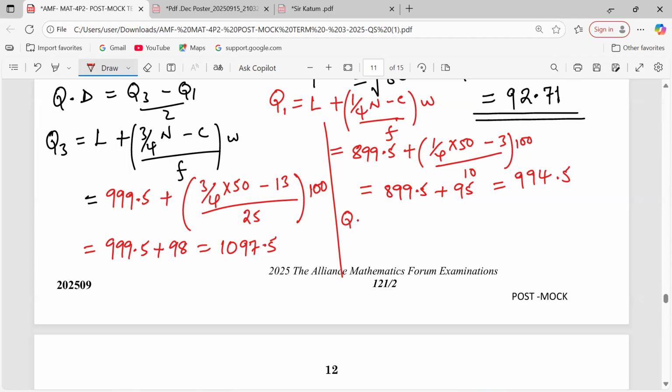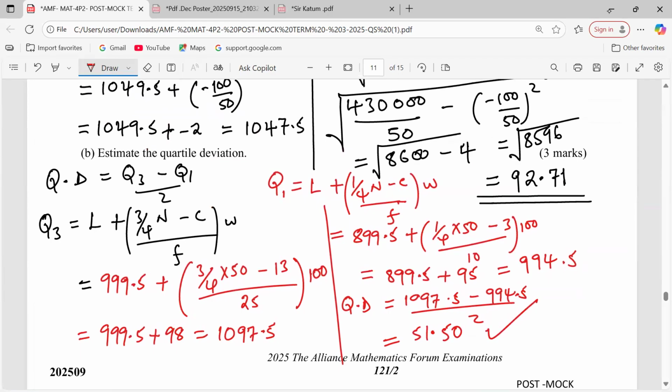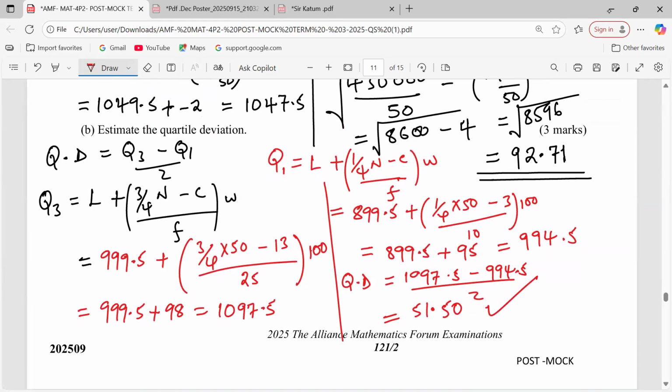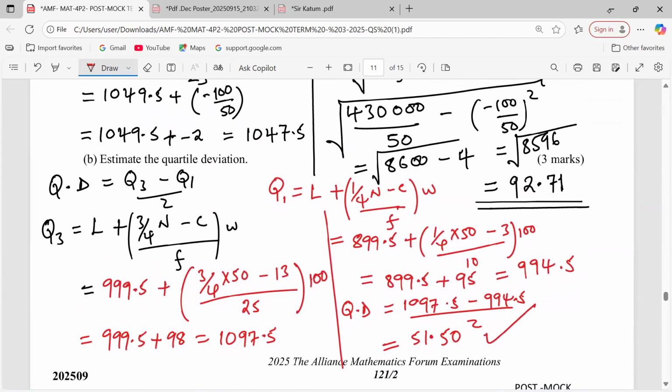So we take now quartile deviation as 1097.5 minus 994.5, out of 2. So 1097.5 minus 994.5, then I divide by 2, 51.50. That is the quartile deviation for the available data. That's simple. So it's good for you to know what you're doing.